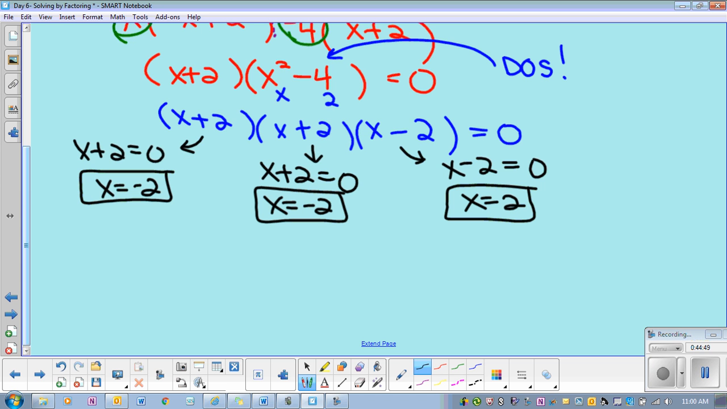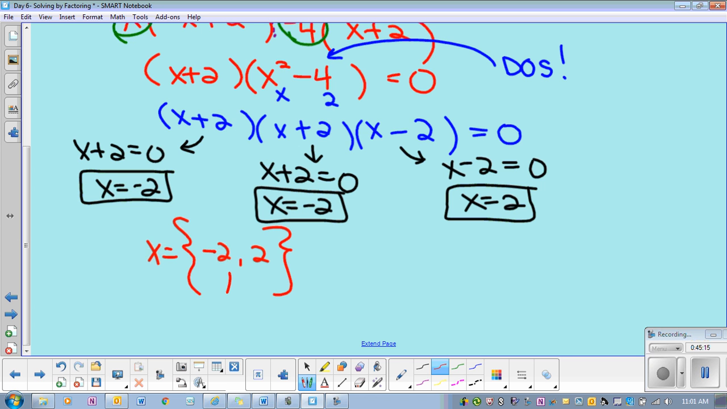How many solutions do I have? 3. Should I have 3? Yeah. Okay. Aren't these two the same? Yes. So when you go and write them in your solution set, you only have to write that one time. Okay? You can write it twice. It's not going to be wrong. You only have to write it one time.